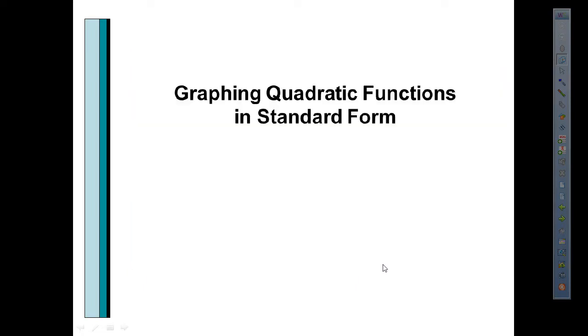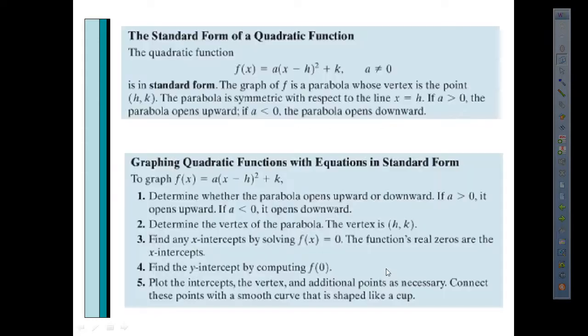Alright, so graphing quadratic functions in standard form. In standard form, it's a times x minus h quantity squared plus k, where a does not equal 0. Once again, if a equals 0, the x squared would equal 0 and it would go away. This a, by the way, is exactly the same a as we were talking about in the other form as well. Now, this is in standard form.